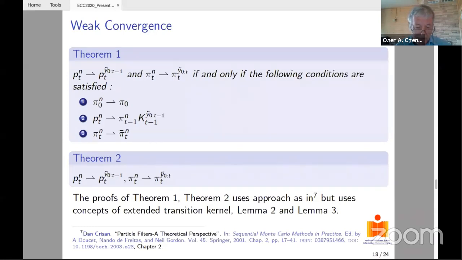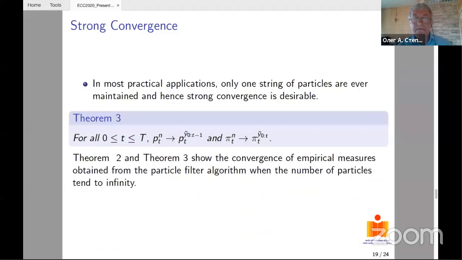The proofs of theorem 1 and theorem 2 use the approach as in Crisan et al., but also use the concepts of extended transition kernel, lemma 2 and lemma 3. We further prove strong convergence. In most practical applications, only one string of particles is ever maintained, and hence strong convergence is desirable.